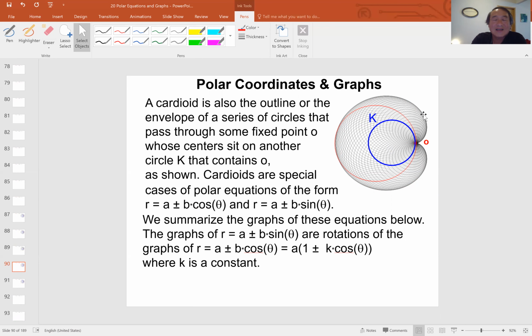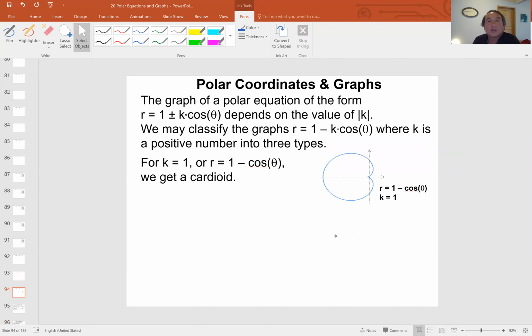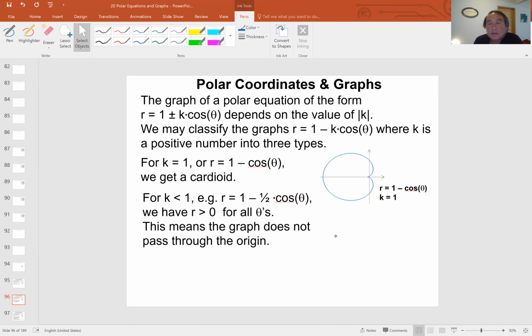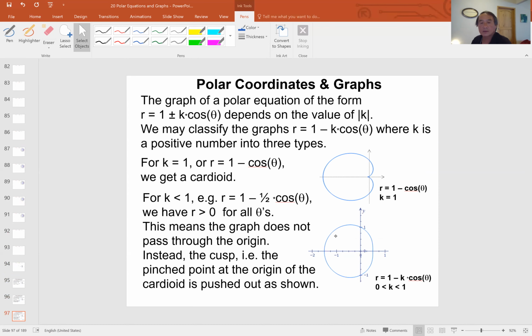To generalize cardioids a little bit, I can talk about functions of these types. That is, instead of 1 plus or minus cosine, put a constant K in front. For example, I will just draw some. Now this is 1 minus cosine. And here's the picture for 1 minus half cosine. You say, wait a minute, what happened in the middle?